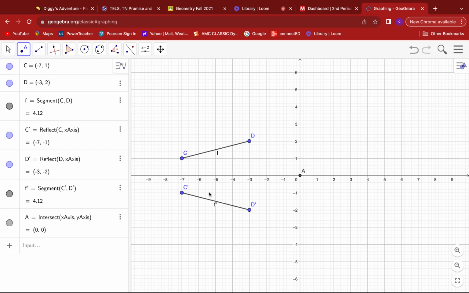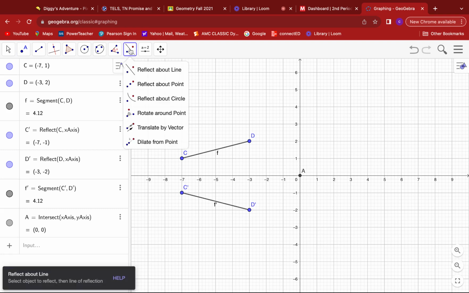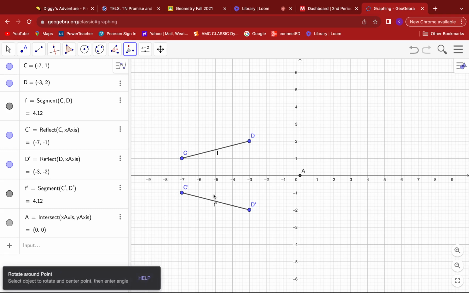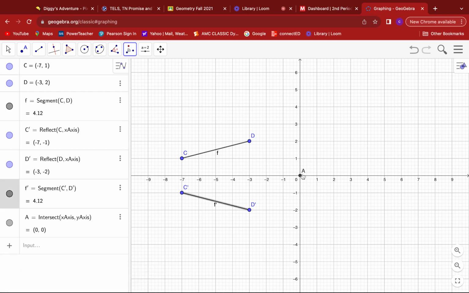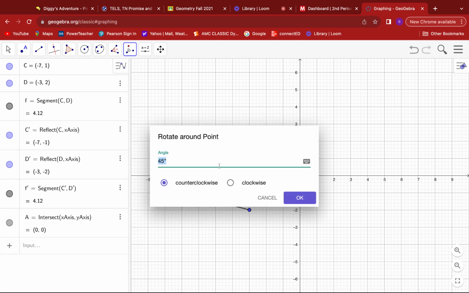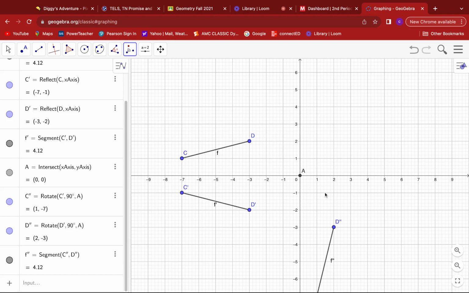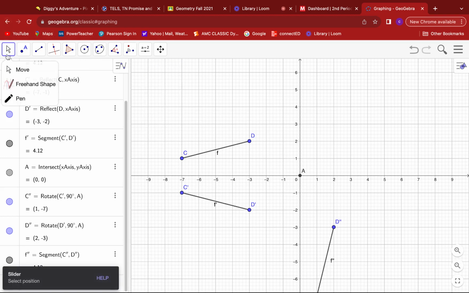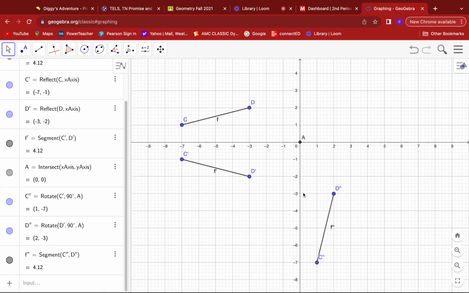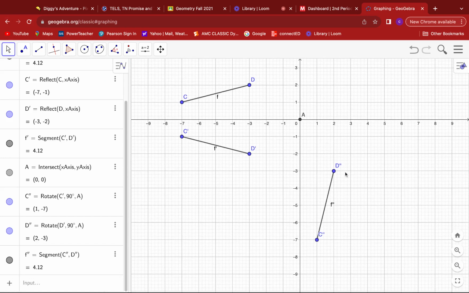So it's going to be somewhere in quadrant 4 is what I would imagine. All right, so we are rotating about a point. I'm going to click on my figure, click on my point, and I'm going to get a box. So 90 degrees. And if it doesn't say it's counterclockwise, that's your default, and hit OK. Let me back out of this so you guys can see. All right, there is our answer.